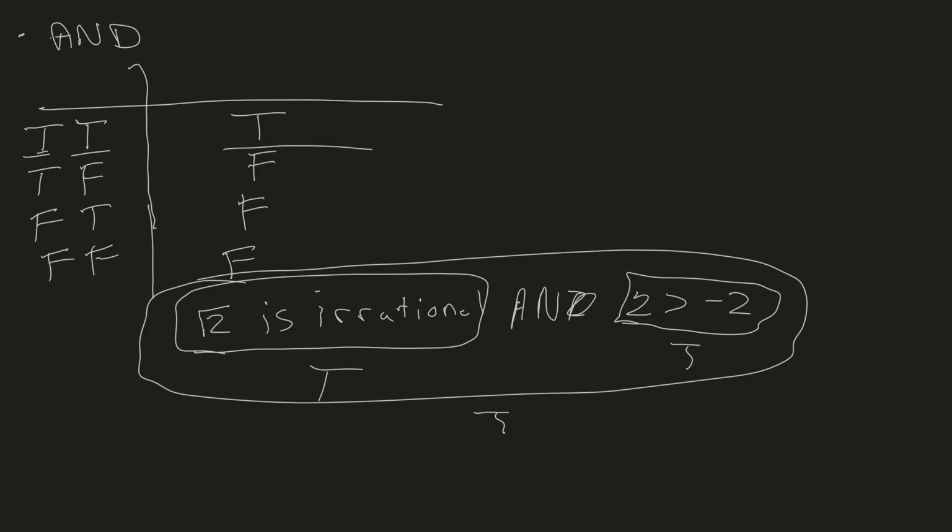Now, for example, if we change this to say root 2 is rational, then the first statement will be false, the second statement will be true, which makes the overall statement false. So now let's look at the OR operator.